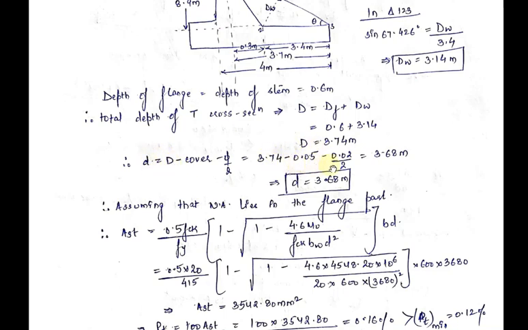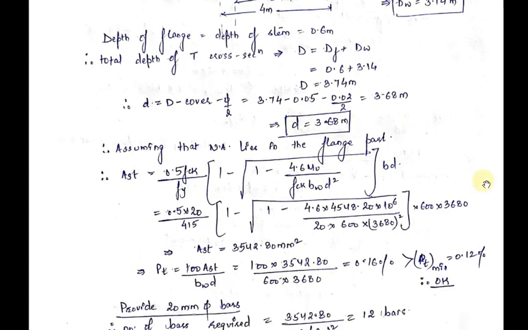So here I have taken all the values in meters. 50 mm in meters will be 0.05 and 20 mm in meters will be 0.02. After solving this, we will get 3.68 meters. So the value of effective depth has come out to be 3.68 meters. Now for this effective depth, we will find the value of area of steel.